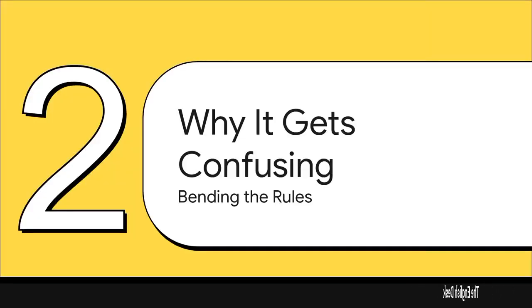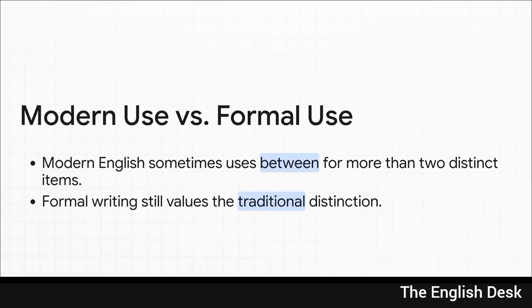Okay, so if the rule is that simple, two versus a group, why do we still get confused? Well, it's because the English language just loves to bend its own rules. And this is a classic case of that happening in real time. So here's the twist. In everyday speech, or maybe in a news headline, you'll often see between used for more than two distinct items. Something like a treaty between France, Spain, and Italy. And you know what? That's generally okay these days. But, and this is a big but, in more formal situations like academic writing, sticking to that classic rule is still the gold standard. And that's really where all the confusion comes from. It's this clash between casual, modern use and strict formal expectations.